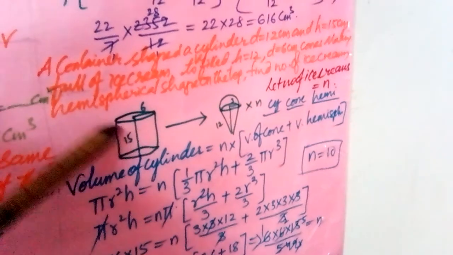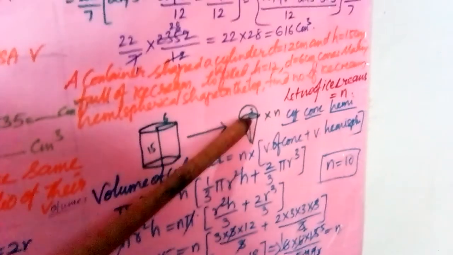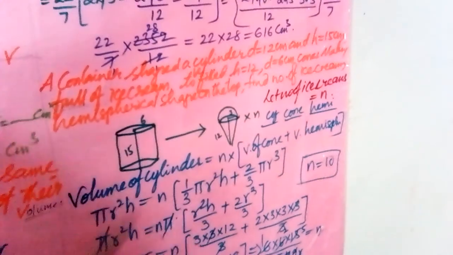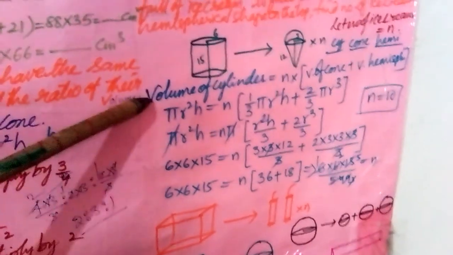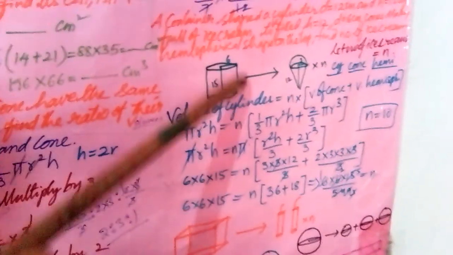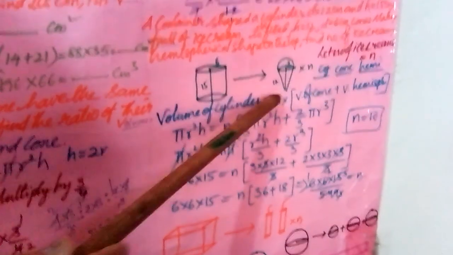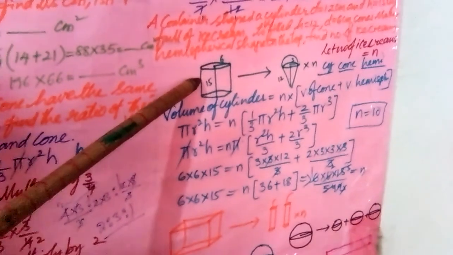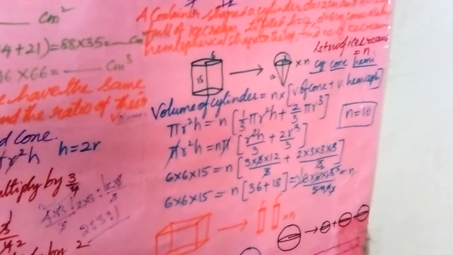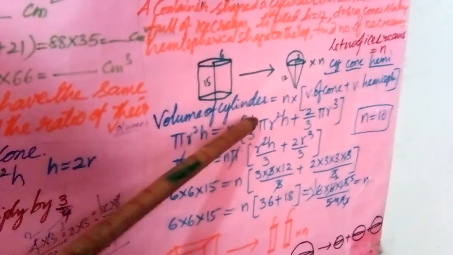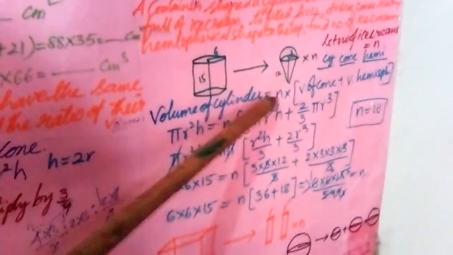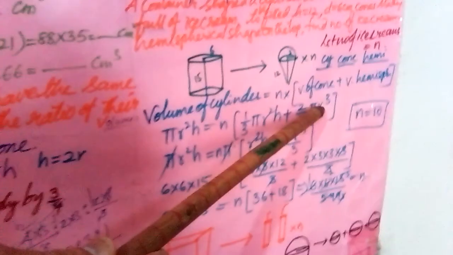Write the height and radius; radius is 3, height of the cone is 12. So the volume of cylinder is equal to n into the volume of cone plus volume of hemisphere. As you know, this total ice cream has to be filled into the cones, therefore only their volumes will be equal. So here the number of ice creams is n. The formula is pi r square h equals n into 1 by 3 pi r square h, which is the volume of cone, plus 2 by 3 pi r cube, which is the volume of hemisphere.